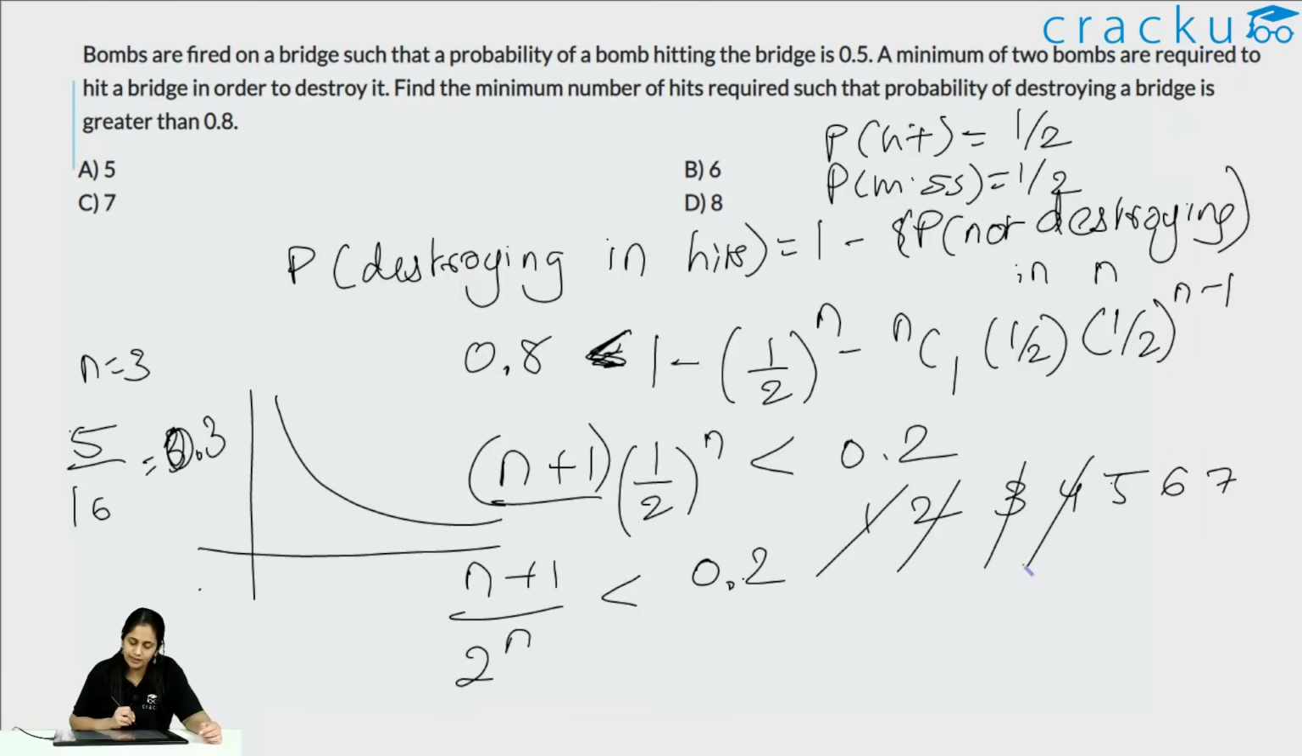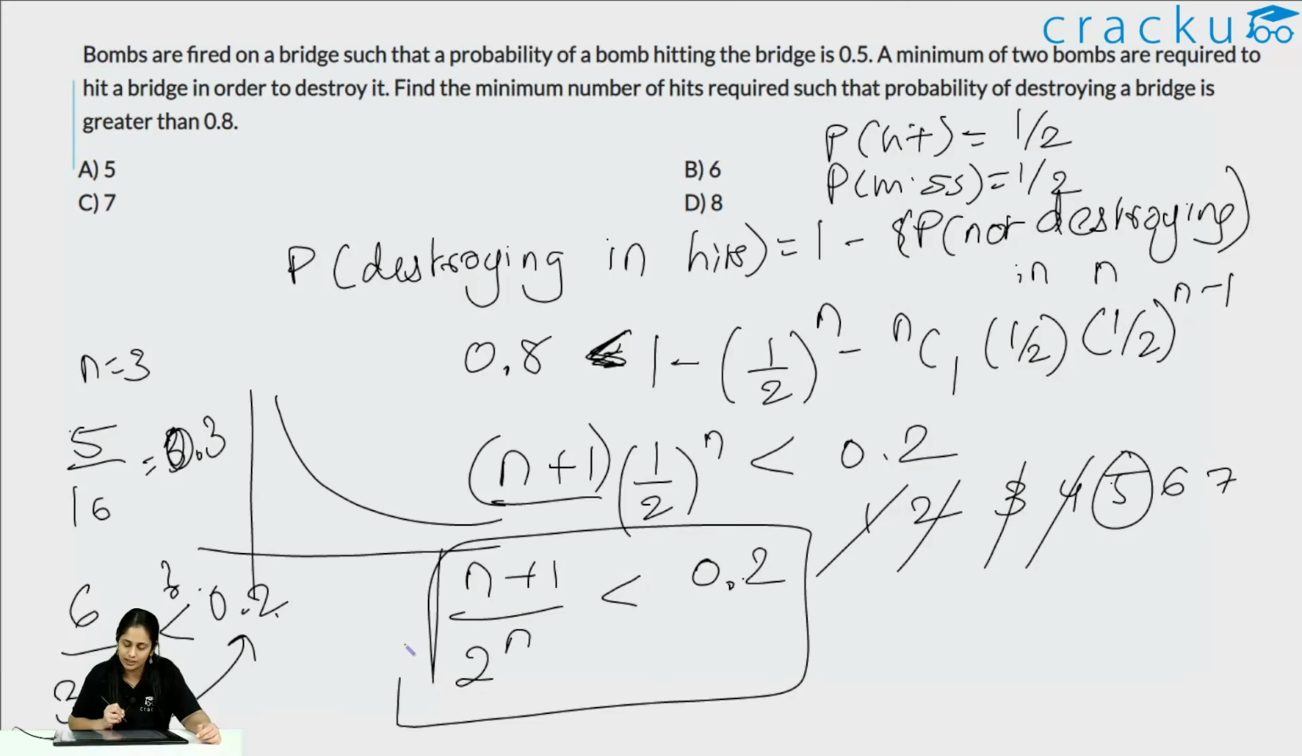At n equal to 5, this is 6 by 32. Is this less than 0.2? If I take 0.2 times 32, that is 6.4, and 6 is less than 6.4. So at n equal to 5, this inequality is satisfied. So what is the minimum value of n? n has to be equal to 5. After 5 hits, the probability of destroying the bridge is greater than 80%. So the right answer is n equal to 5.